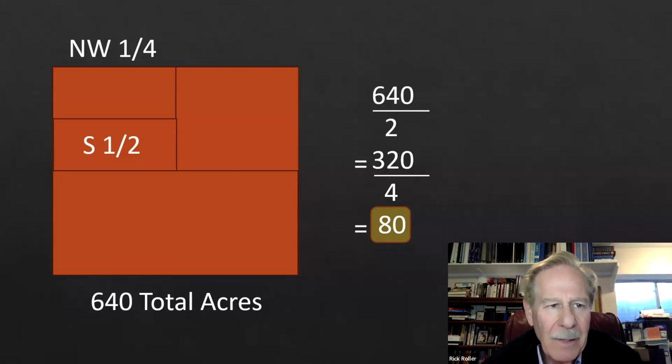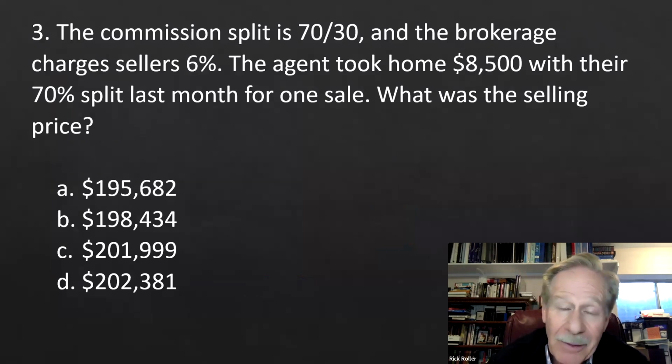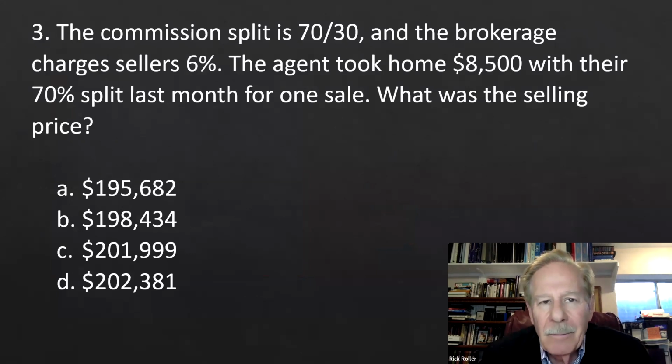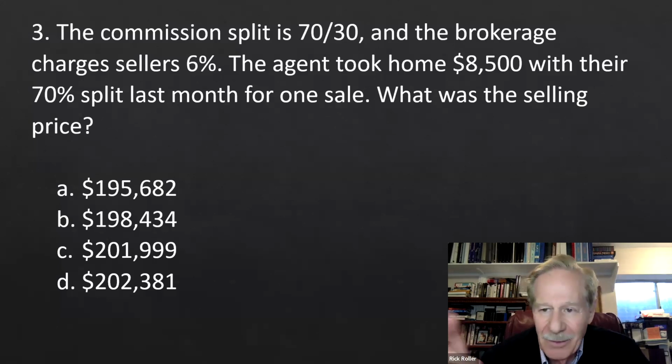Let's look at the next one, please. Number 3. The commission split is 70-30. That's a pretty common split in Utah. A lot of them are better, some of them are worse, but 70-30 is pretty easy to get. And the brokerage charges sellers 6%. The agent took home $8,500 with their 70% split last month for just one sale. Which is cool. If you had 2 sales, that would have been a much better month, but even one sale is a pretty decent wage in Utah. But you've got to be consistent. You've got to do it a lot.